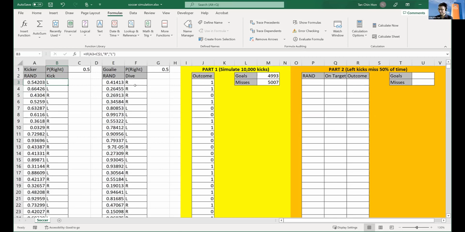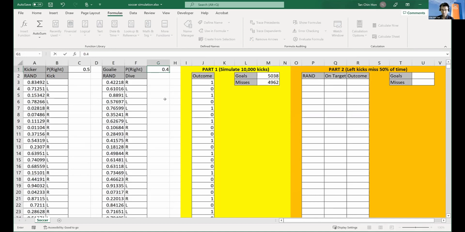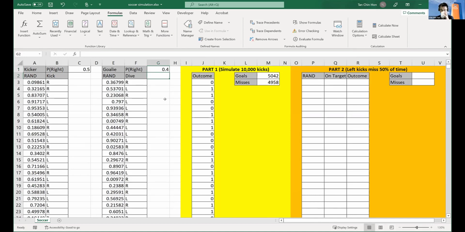So, all right, great. With this, we have already answered our first question, right? 50% of the time, we are going to score a goal. So that's well and good. What about the second question that we have? We're asking, what happens if the goalie dives right 40% of the time? For us to investigate this, we can just go ahead and type 0.4 over here. And with this, you can then go ahead and see what the result is going to be.